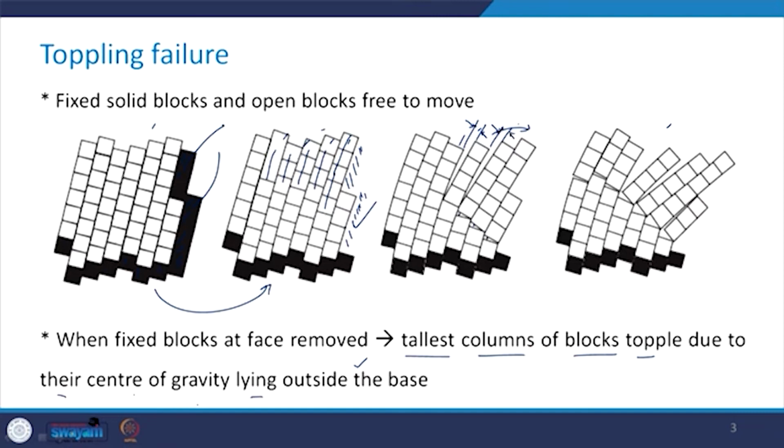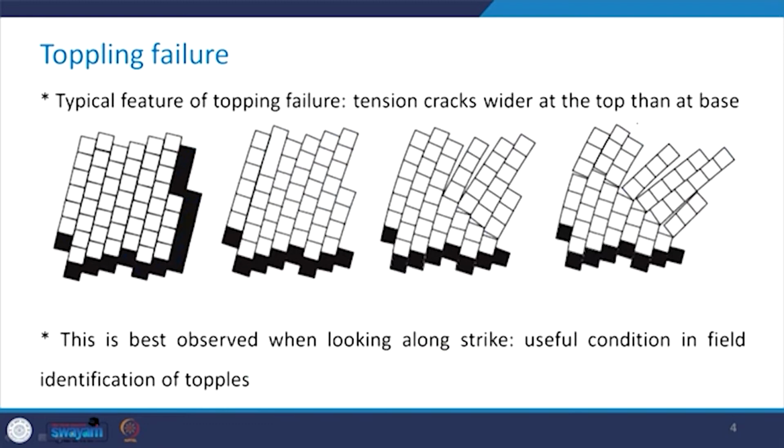When you go from the third step to the fourth figure, you see how these gaps are increasing, and here also, and how as these blocks rotate, the blocks behind these rotating blocks also have the tendency to rotate slowly in the same direction. So, this is the mechanics behind the toppling failure.